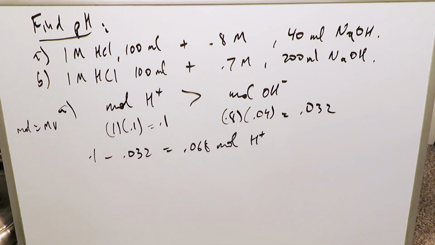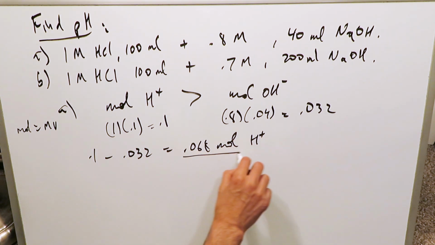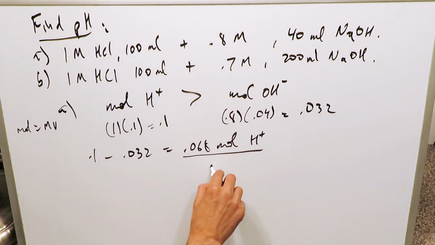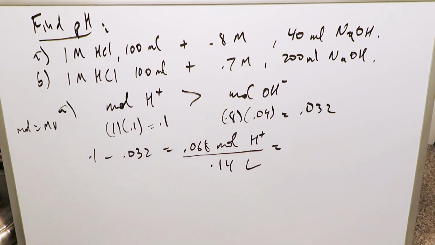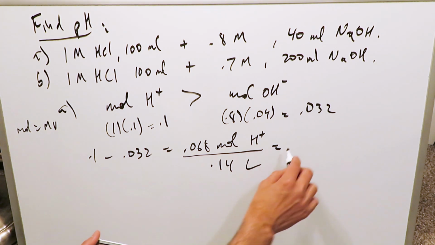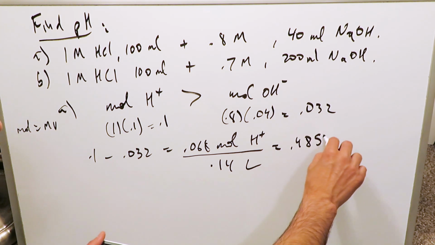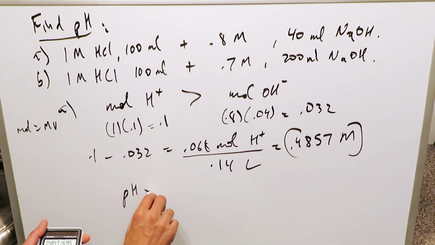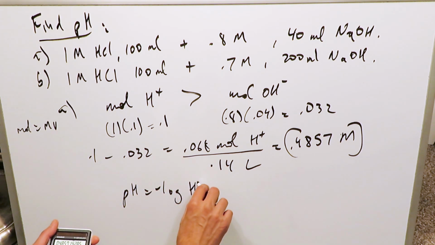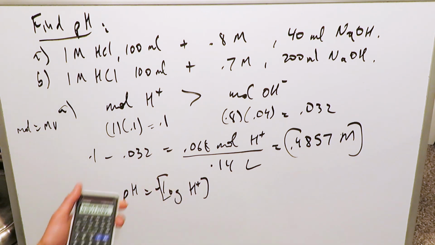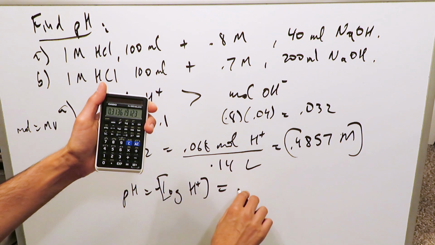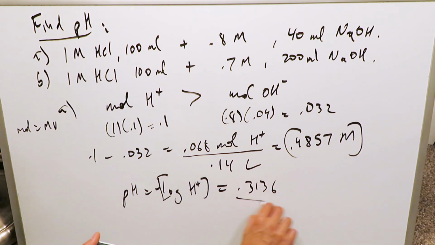But to get the pH, you have to convert this into concentration. Divide this by the total volume. What's the total volume? 100 plus 40, which is 140 milliliters or 0.14 liters. And you'll get your molarity: 0.068 divided by 0.14, which is 0.4857 molar H plus. And you know pH is equal to negative log of the hydrogen ion concentration, which is exactly what we'll do. I'm going to take the log of it and negate it. I'm getting a pH of 0.3136 and that'll be the answer.